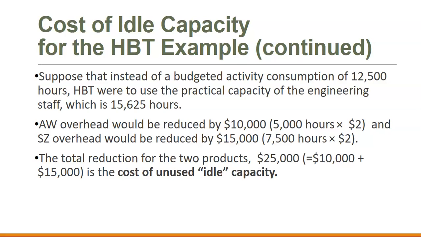So when we use those practical capacity hours, we're going to reduce the amount of overhead by $2. That total reduction in overhead is $25,000. That $25,000 refers to the cost of our unused or idle capacity. That means that by not using that extra capacity, we're losing $25,000. If we produced up to the level of that practical capacity, we have the potential to make another $25,000, because we've increased production.